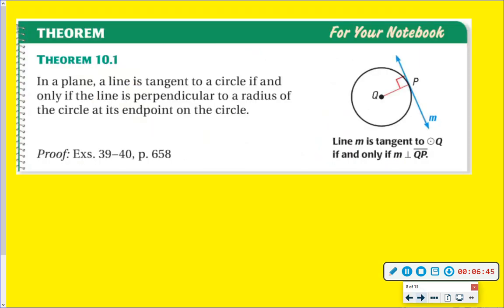All right, next up. We have to fill a little bit in on the notes here, and this is key for our next upcoming problems. In a plane, a line is tangent to a circle if and only if the line is perpendicular to a radius, another blank you have to fill in, of the circle at its endpoint on the circle. Now, perpendicular, we all know it, makes right angles. You can see in the picture over to the right side, they have the right angle symbol. If it's perpendicular, it's tangent. We have to know that it's perpendicular for it to be tangent, of course.